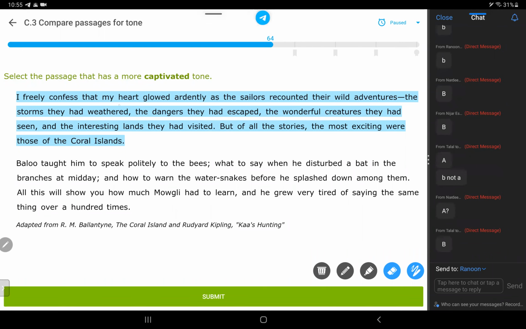I freely confess that my heart, when someone's heart is involved when you hear a story, this means you are captivated. Here, the narrator is just telling us how Baloo taught Mowgli something. Let's say the narrator's name is Mustafa, we don't see any feelings or emotions of Mustafa, the person who is telling us this, that he is very captivated by what's going on. He's just telling you that someone was teaching someone another thing.